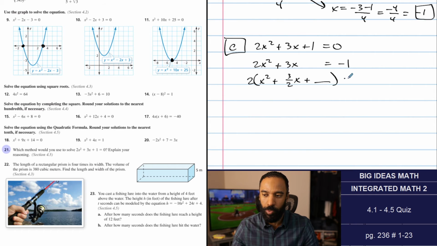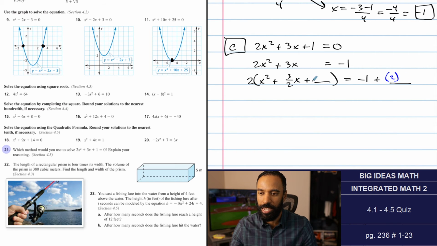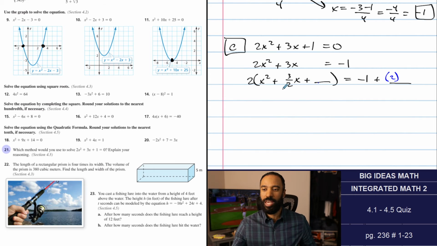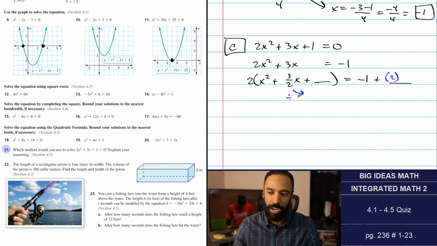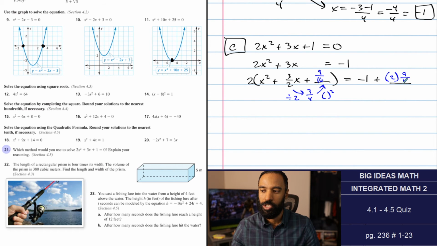Inside here, I'm going to complete the square. On this side, I'm also going to add the same thing, but it needs to multiply by 2 because this number here will also be multiplied by 2 when all said and done. So what number is that? We do 3/2 divided by 2. That's the same as multiplying by 1/2, so you get 3/4. And you square it, so you get 9/16. Notice how I am using fractions. I think it's most preferred. So you multiply 9/16 by 2.